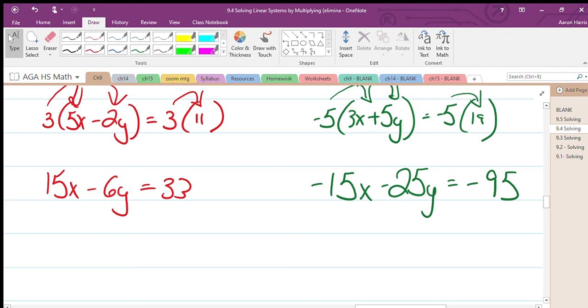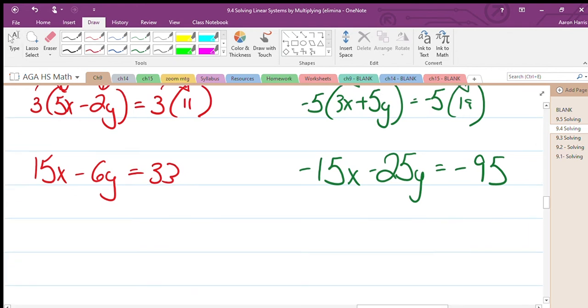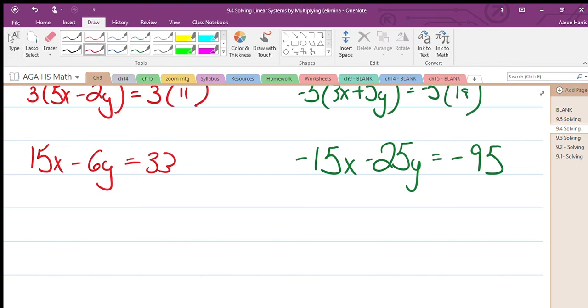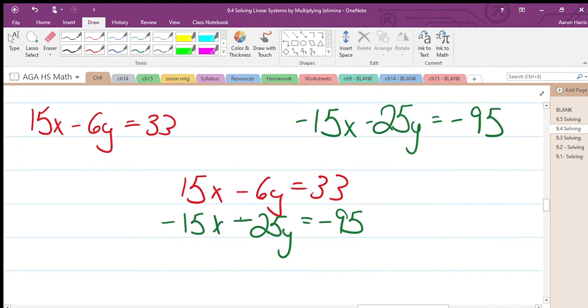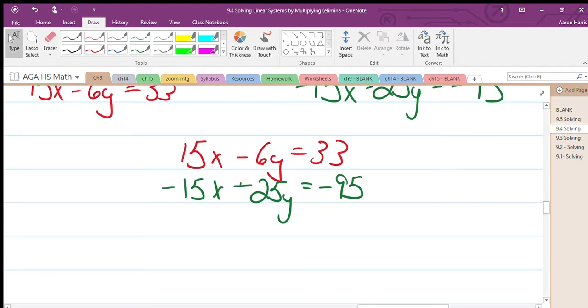So now, two new equations, and I have additive inverses. So I'm going to do what? Add them. So I got 15x minus 6y equals 33. I have negative 15x minus 25y equals negative 95. Yes, the numbers are bigger, but they will make your life easier. So we said we're going to eliminate x. 15 and negative 15 are additive inverses, so I'm going to add.